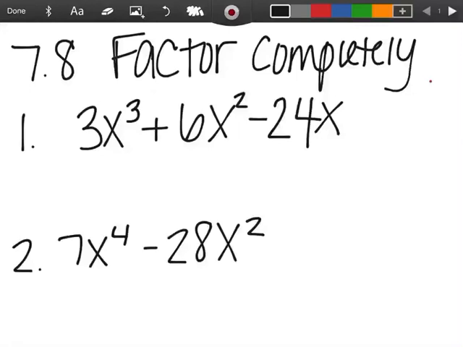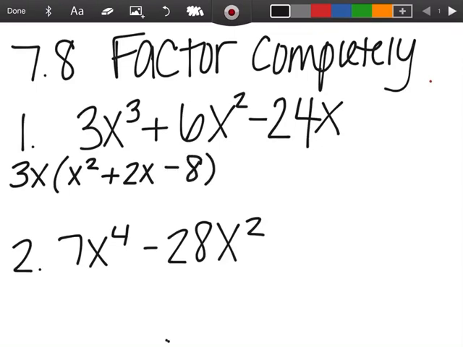So I always want to first check for a GCF. And then if I can keep factoring, I'm going to keep factoring. So when I look at number 1, when I recognize a greatest common factor, the largest number that I can factor out of everything is a 3. And then the x's that I can factor out, I can factor out an x. So if I have 3x to the third and I factor out a 3x, I'm left with x squared. When I take 6x squared and I factor out a 3x, I'm left with plus 2x. And when I have a minus 24x and I factor out a 3x, I'm left with minus 8.